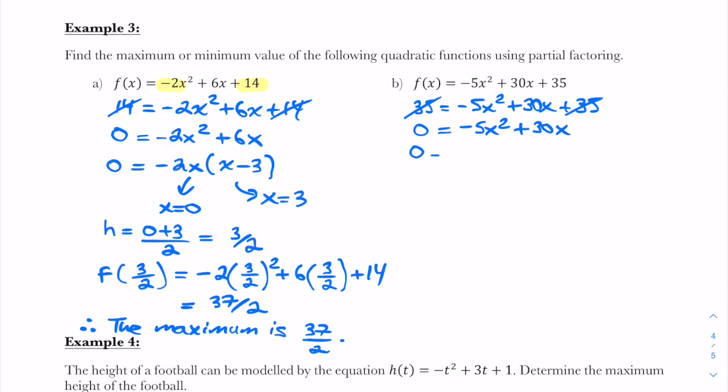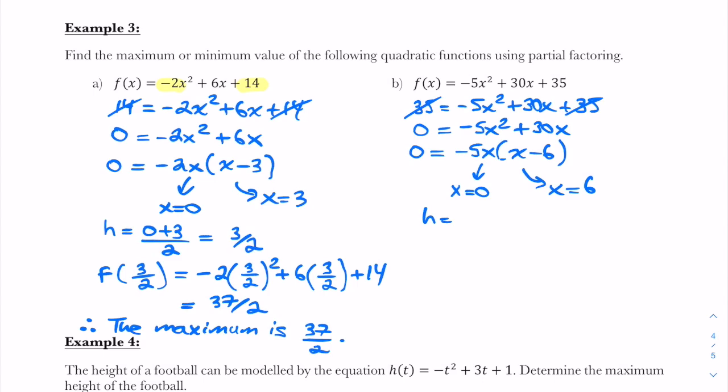Next, we factor out the greatest common factor. In this case, it's negative 5x. And that gives you x take away 6. And as before, we have two zeros. The first one is x equals 0. The second one is x equals 6.